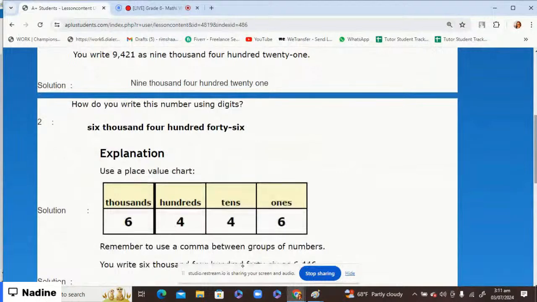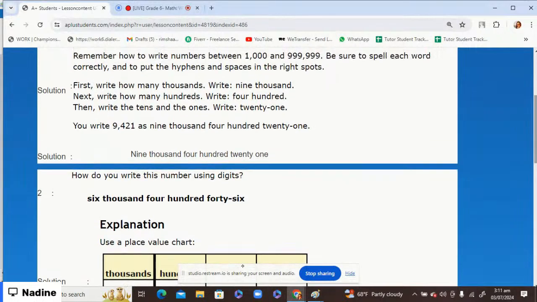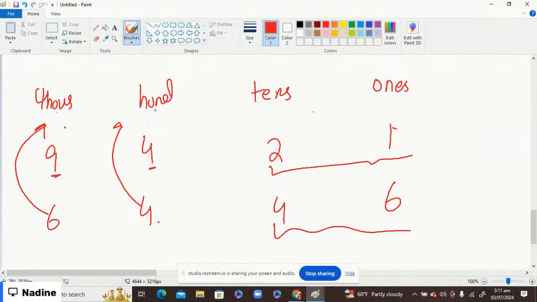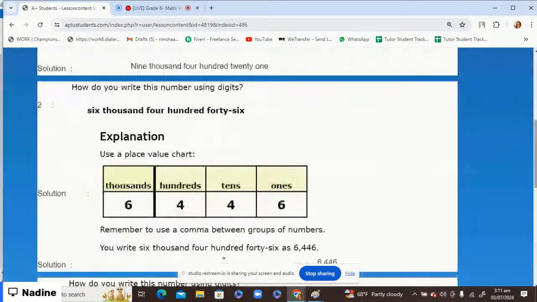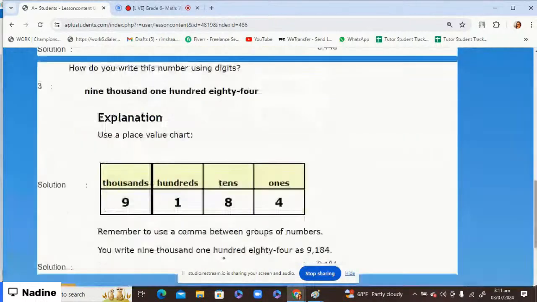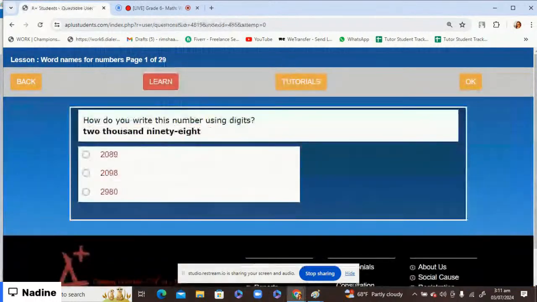How do you write this number using digits? 6446. Look here, 6446. 6400, 6 is in thousand place, 4 is in hundred place, and 46, which is in tens and ones place together. Okay, in this way we're going to write numbers as words and words as digits, using that place value chart. Okay, let's do the test.